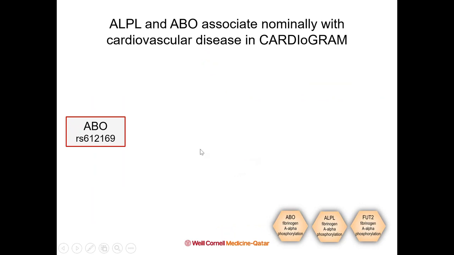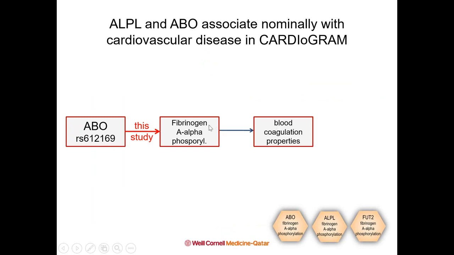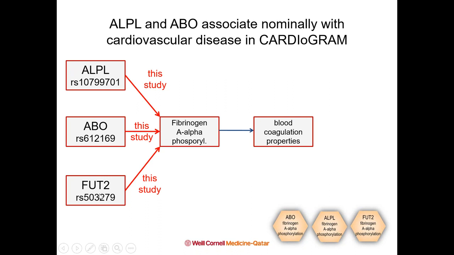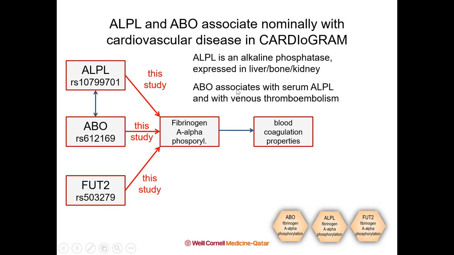And what you can create from here now is a model of basically how these things interact. So ABO, we have shown that ABO is associated with fibrinogen A-alpha phosphorylation. That phosphorylation is associated with blood coagulation in other studies. ALPL, we also have the association here, and FUT2 as well. So basically all the three associations we have, they go with blood coagulation, and then you could put in knowledge that actually supports this. ALPL is a phosphatase, so we talk about phosphorylation here. ABO is in another GWAS associated with ALP levels and with venous thromboembolism. So again, you come here to blood coagulation.